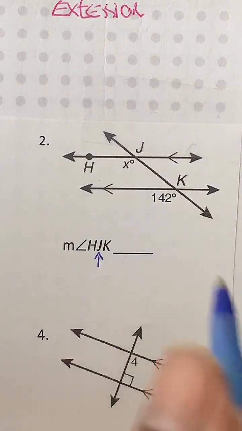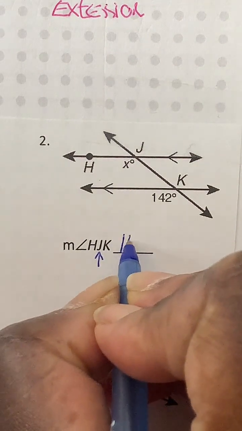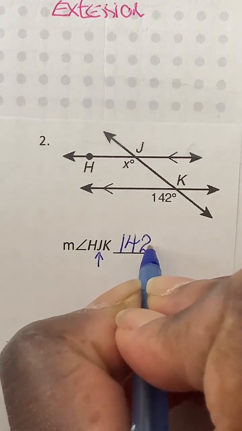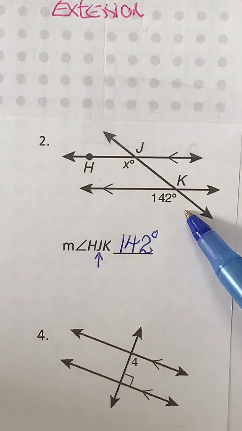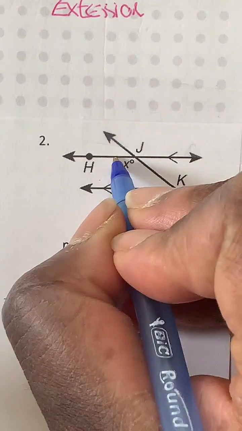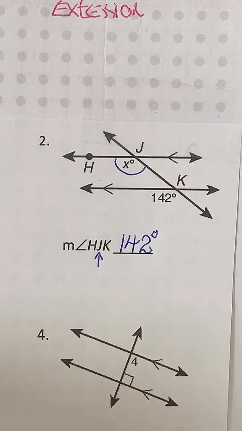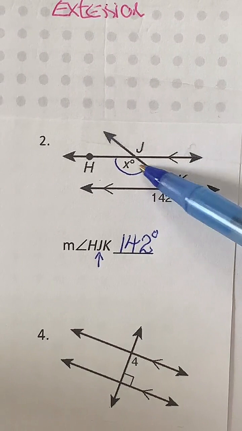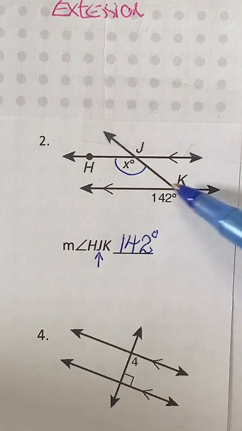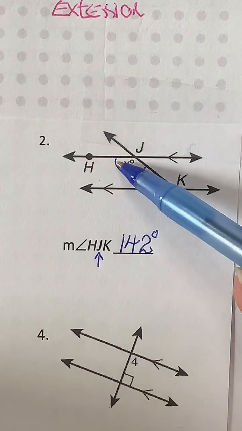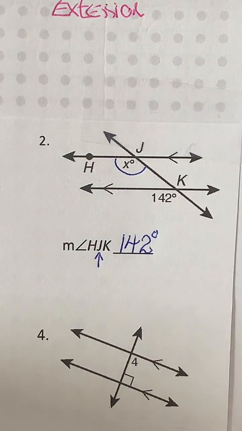So it's 142. Why? What type of angles do we have here for number 2? Let me give you guys a moment. Okay, corresponding. Good job. So we have those corresponding, because if I take this angle of 142 and I slide up the transversal, it's going to match right in my unknown space.